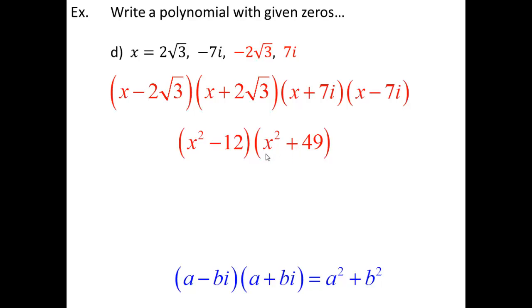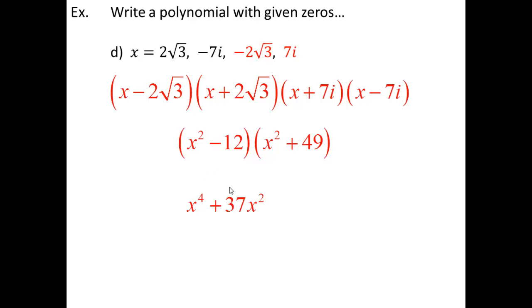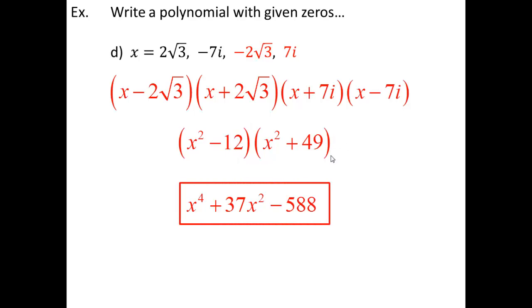Now we can just continue FOILing as normal. x squared times x squared gives me x to the 4th. Then I have 37x squared when I do both the outside and the inside and add it together. When I multiply negative 12 and 49, I get negative 588.